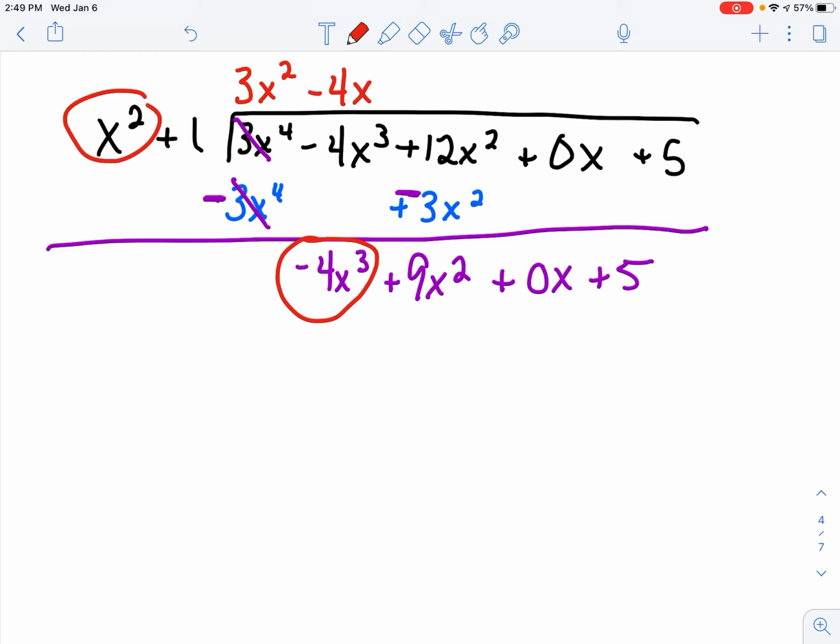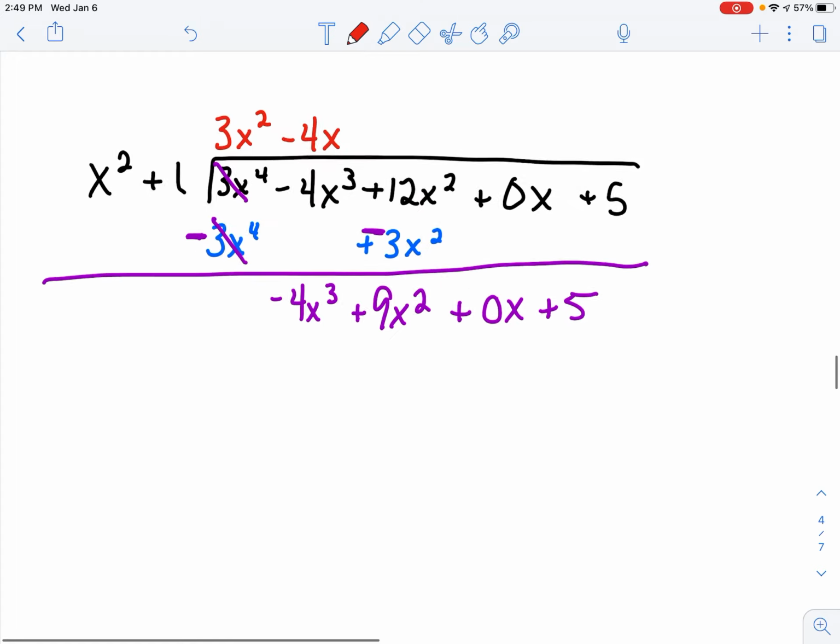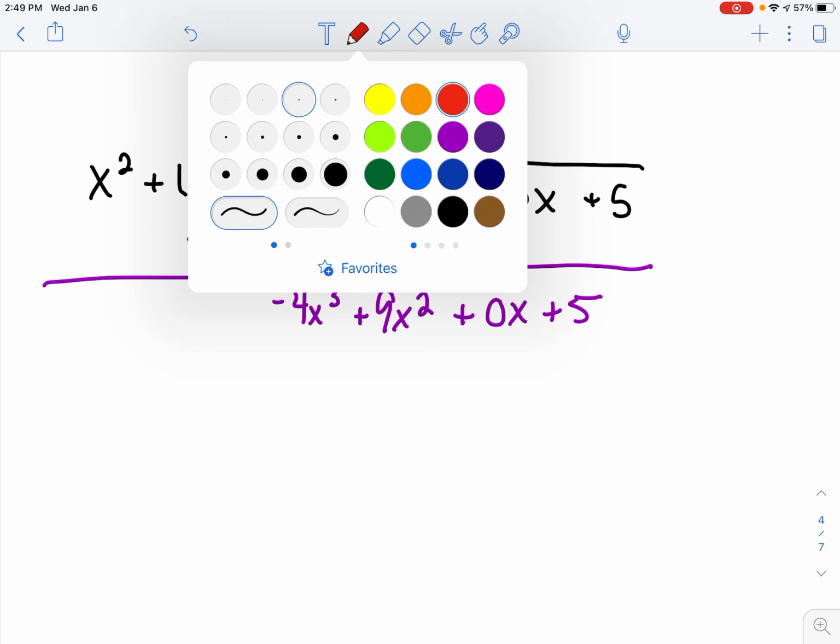So maybe you don't like the way that I did that, how you divide it to see what you need. You could say this, x squared needs what to become negative 4x cubed? Well, it would need a 4, it would need a negative, and it would need another x. So that's why the answer is negative 4x. All right, now I'm going to change to blue and backwards distribute.